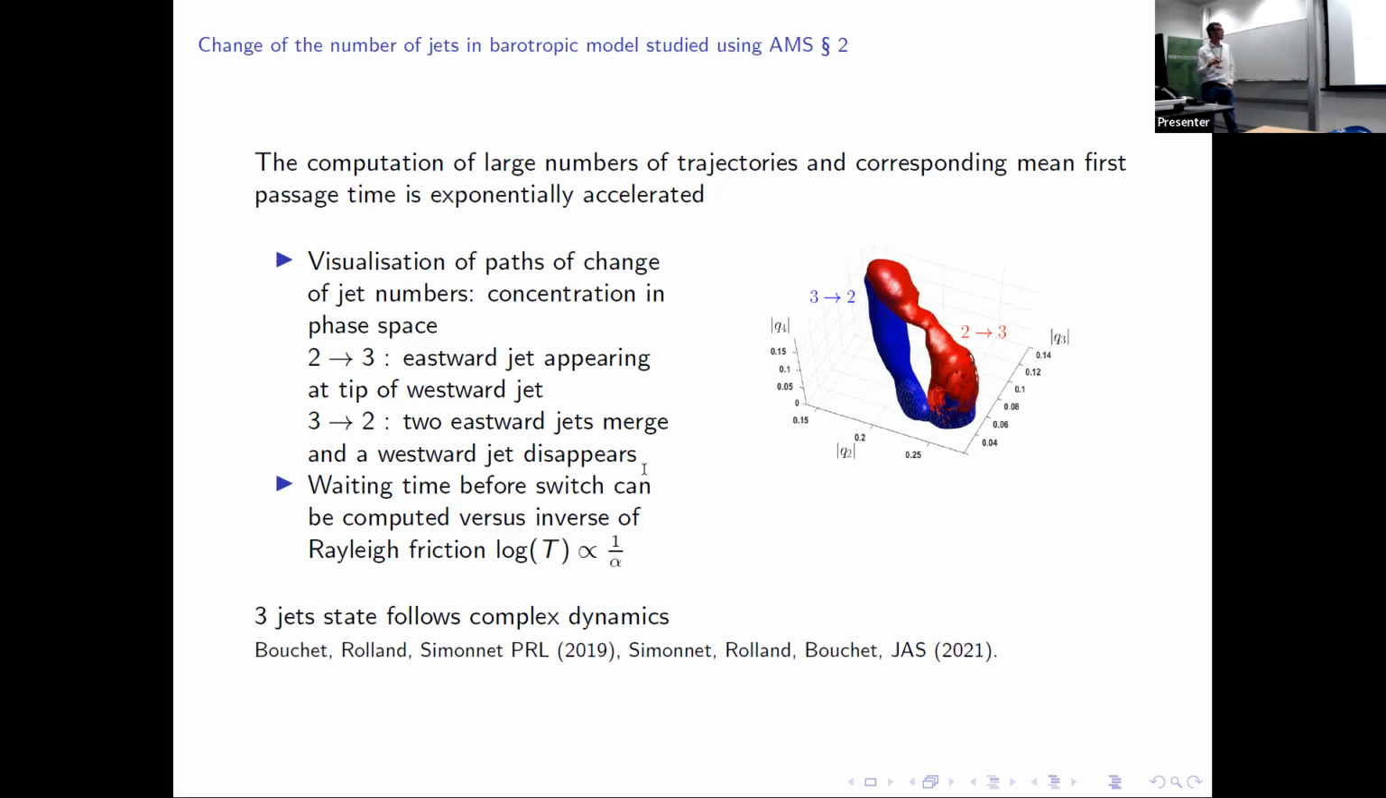You can also examine what happens when you change the number of jets, and how, in the flow field, the paths are different. When you go from 2 to 3 jets, you actually have an eastward jet appearing at the tip of the westward jet. And when you go from 3 to 2, it's a different story. You have 2 eastward jets that merge. You can then follow this and extend it to more complex cases.